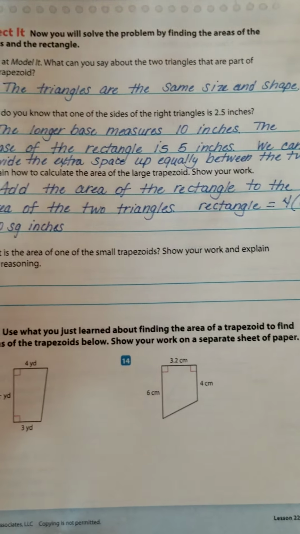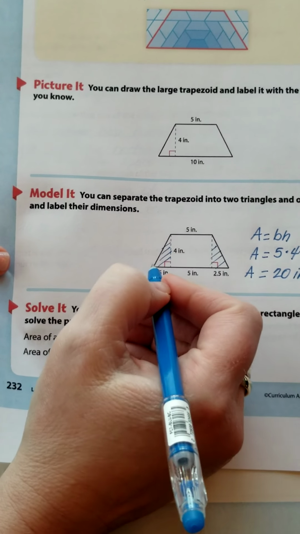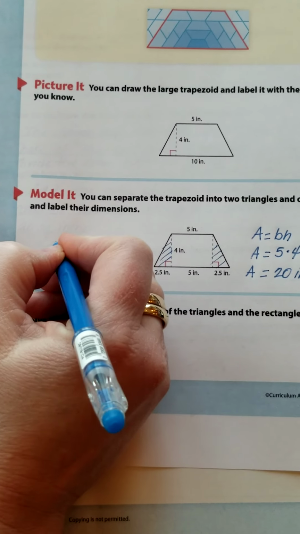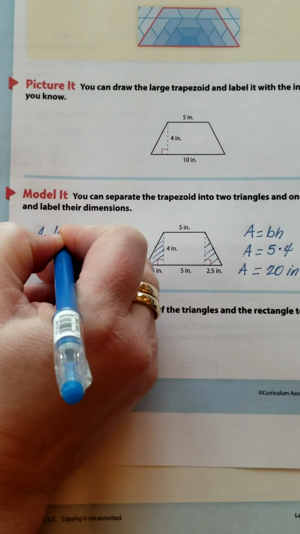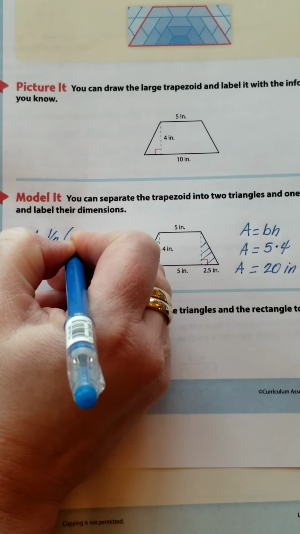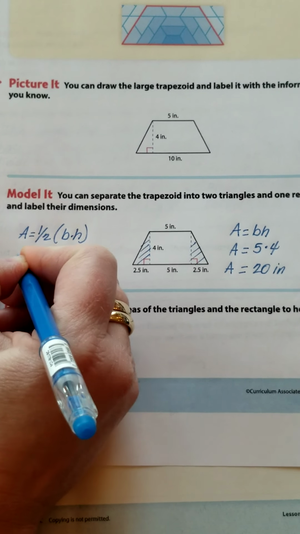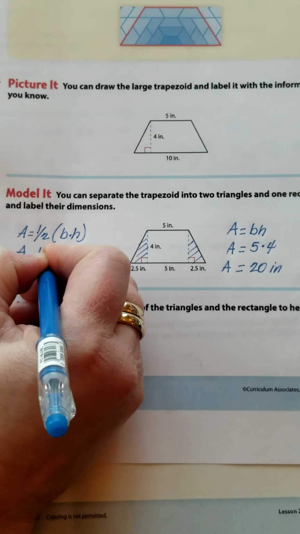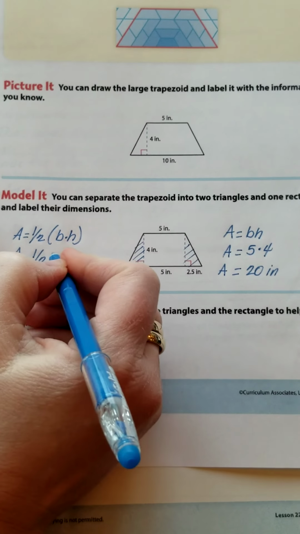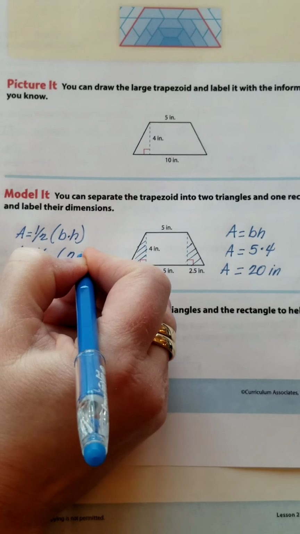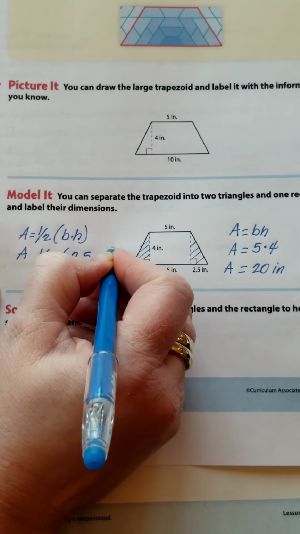Okay, now let's take a look at these two triangles. So we're going to have the area of a triangle is 1/2 base times height. So the area is going to be 1/2 times our base, which is 2.5, times our height, which is 4.